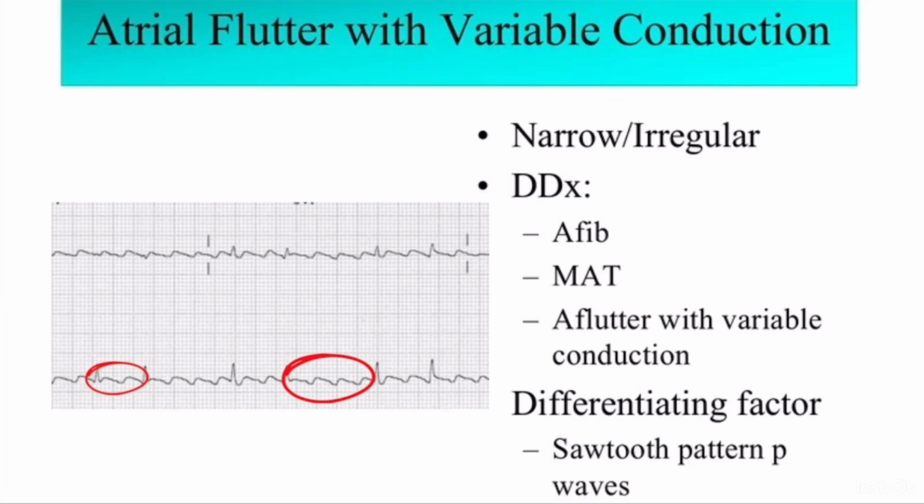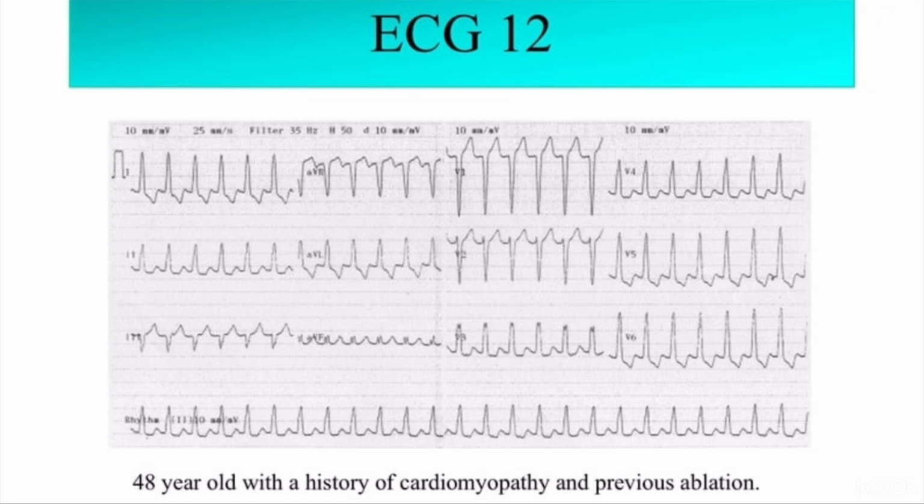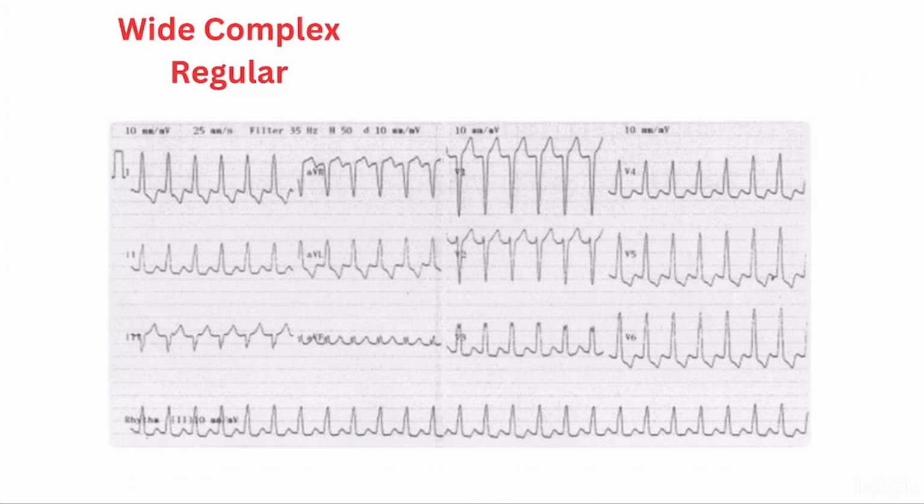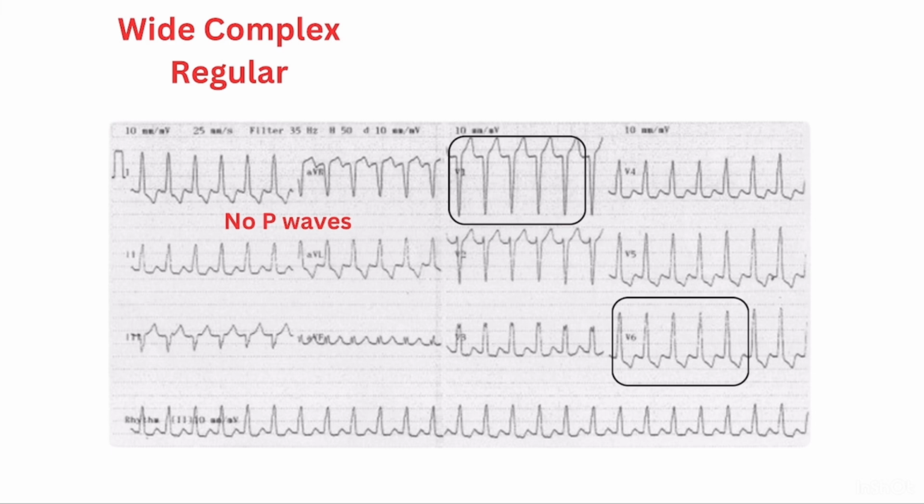Case 12, 48-year-old male with cardiomyopathy and history of ablation. This is a wide complex tachycardia, QRS more than 3 small boxes. The rhythm is regular. Take 5 seconds to examine the left BBB pattern.